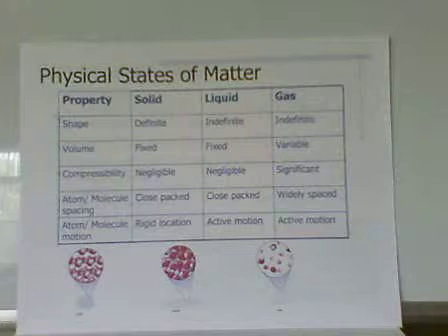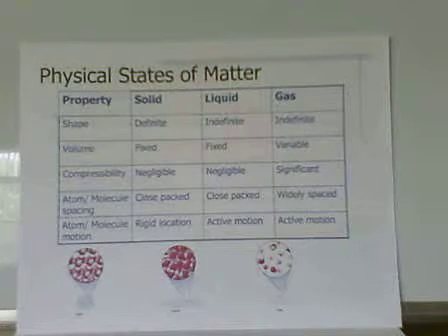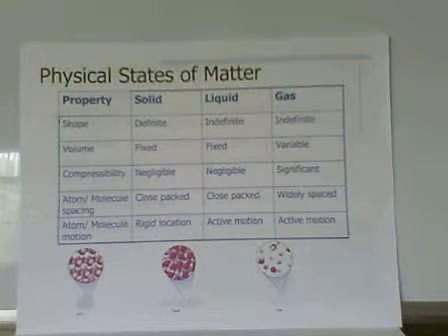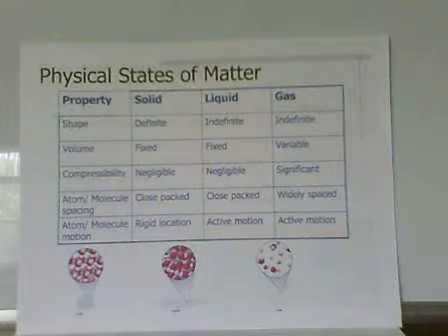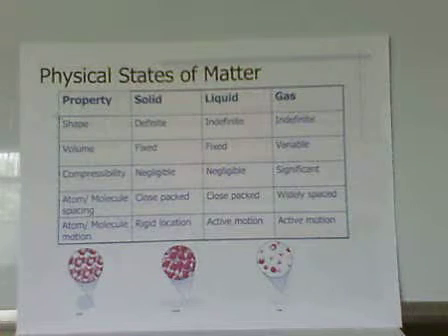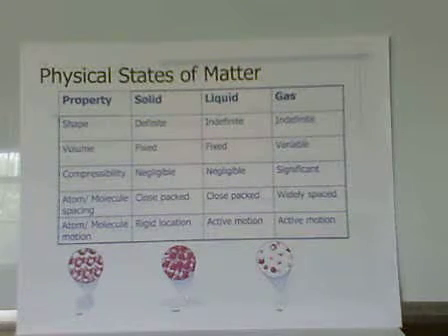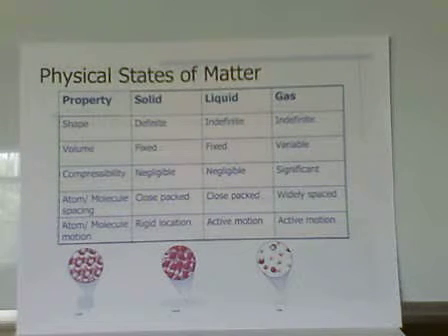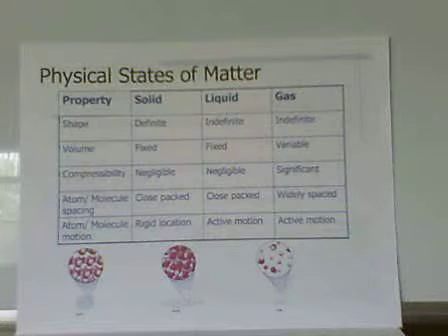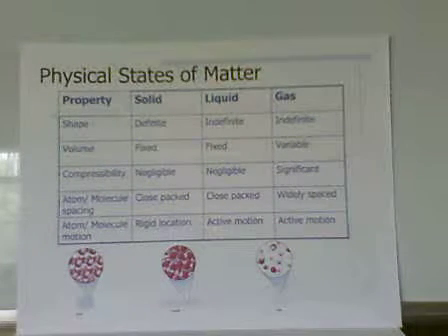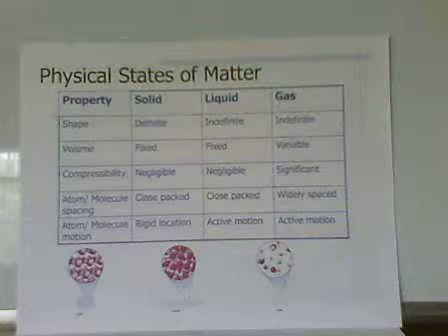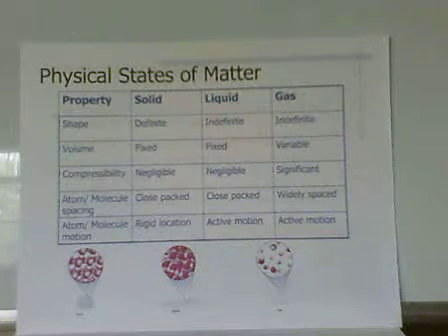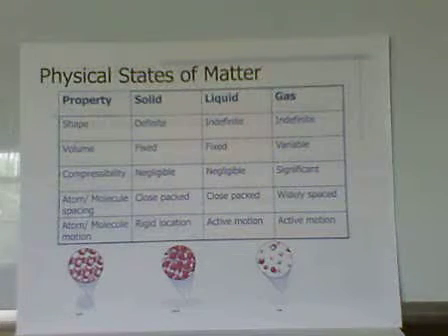For liquids, we have an indefinite shape. The shape can change and flow, but the volume is still fixed and the compressibility is still negligible. So on the atomic level, the molecules are close packed. They are right up against each other. This creates the fixed volume and negligible compressibility. But in this case, they are in active motion. The molecules are moving. The motion of the molecules is creating fluidity in the macroscopic properties so the liquid can flow and the shape is indefinite.